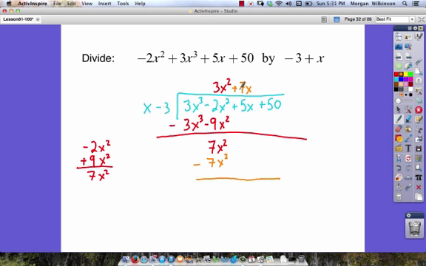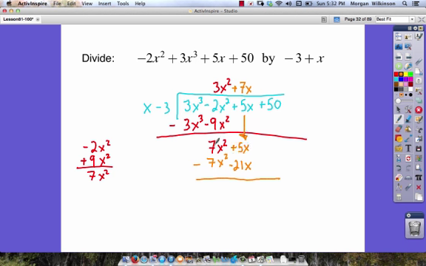Now we have negative 3 times 7x, that's negative 21. So negative 21 and negative 3 times 7x is negative 21x. When we're doing this long division, we've got to drop everything down just like we used to before. So we're going to have plus 5x.